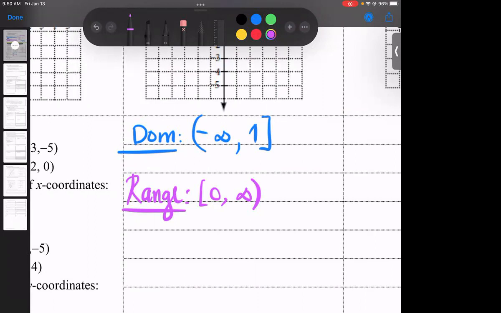Infinity is weird. There's a Netflix series. I'm sure you all have Netflix. It talks about infinity. It's really cool.